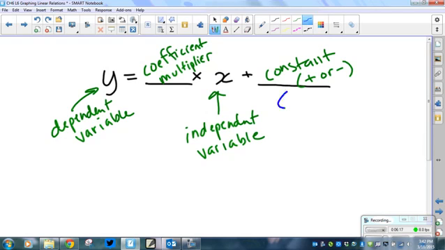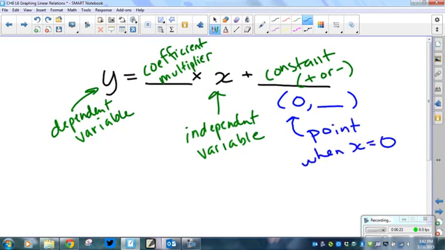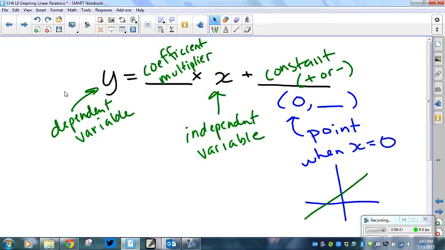And the constant is always going to be some point that's 0 comma something. Okay, it's the point when x equals 0. And so when we were making our tables, I said, look for the point where x equals 0. That's a really important point for us. So that's our constant. That's where x equals 0. That's the point if we look on the graph where our line is crossing the vertical axis, or crossing the y-axis. So these are two important points.